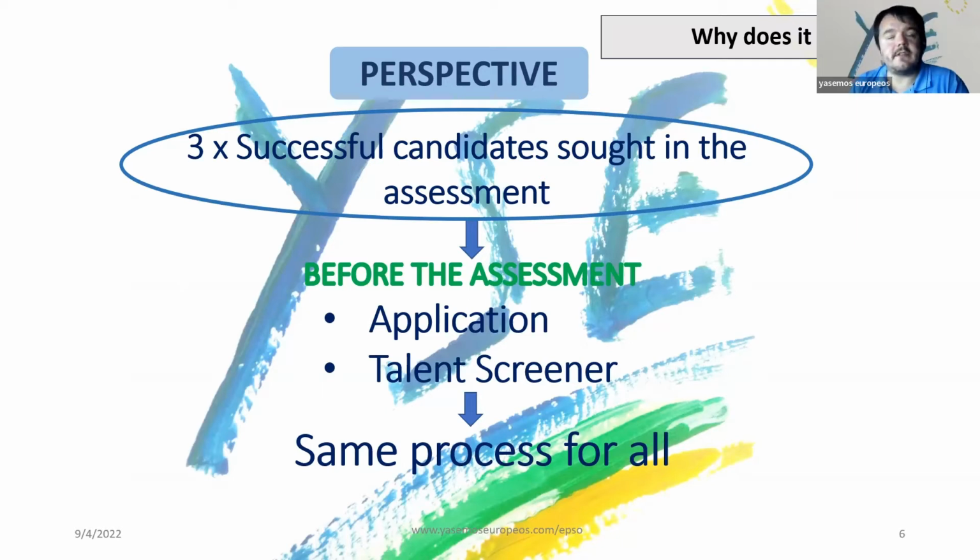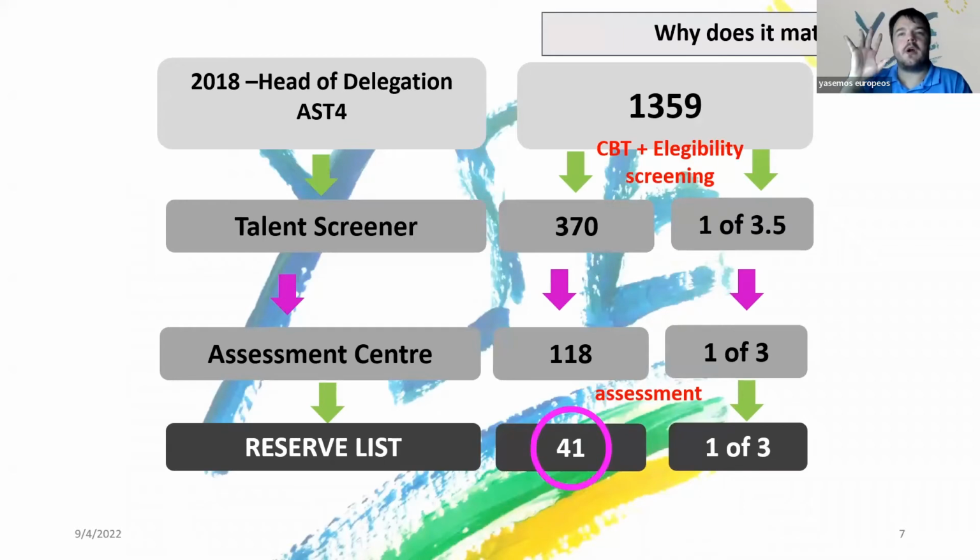So let me share something that we love here at Yasemos Europeos: some numbers, some historic perspective on the competition. The good thing with the competition for head of delegation is that in 2018 we had exactly the same competition, with the same number of spots, 40. At that time, in 2018, 1,359 candidates presented their application to that competition. We will see if this year there are more. Not very likely, but you never know.